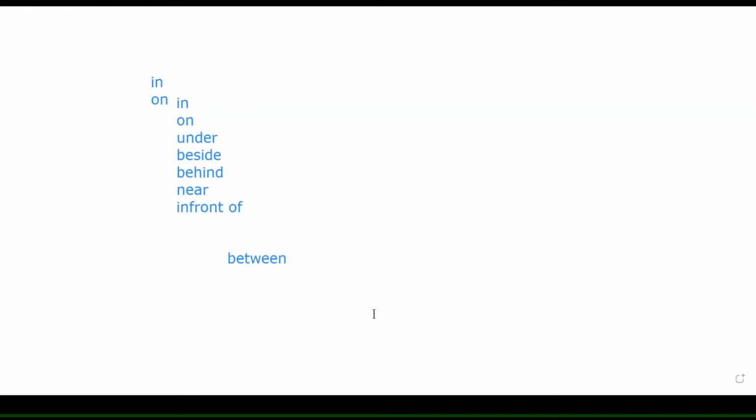Very good, Ruhi. Yes, Garvit. What are they known as? Preposition. Very good. These are prepositions, right? Can anybody tell me the meaning of preposition? What does this word tell you? What is the meaning of preposition? Who's going to tell me? Please raise your hand.